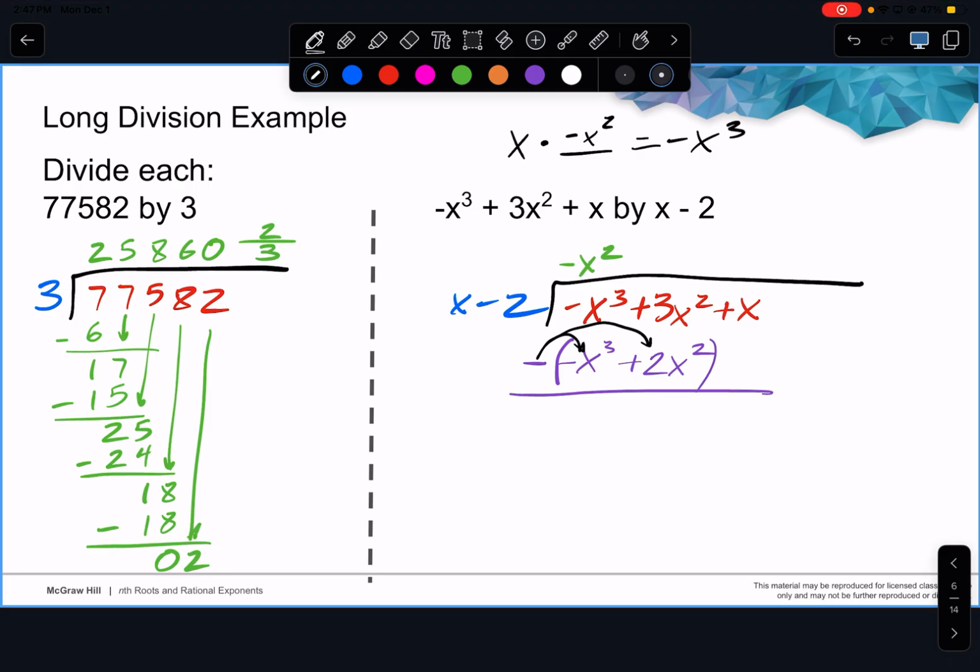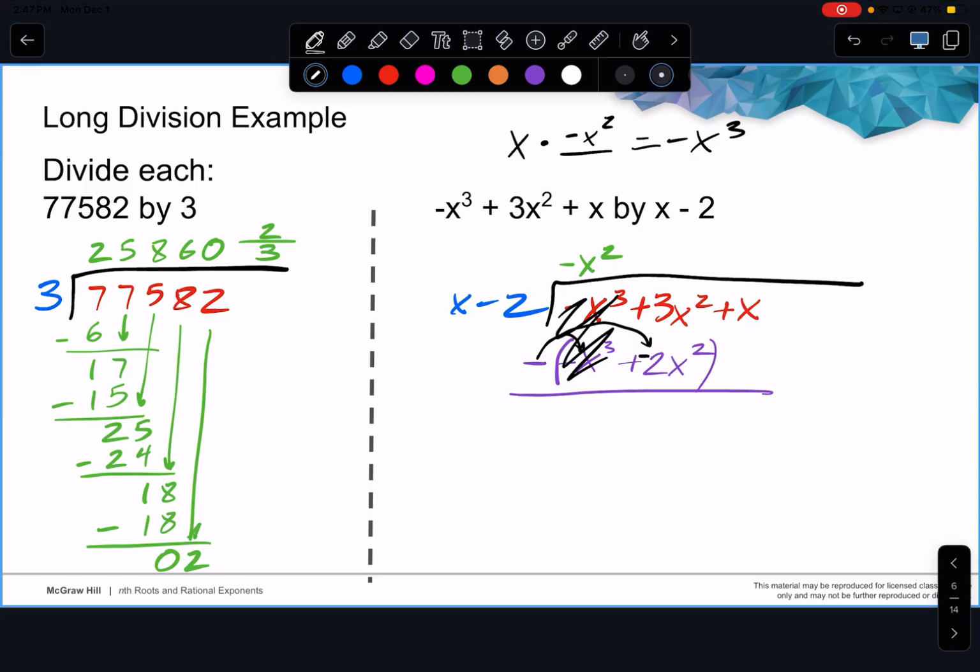This is where it's really easy to make a mistake and forget about that. But we can't, because what's going to happen is this negative times a negative x cubed is going to turn this into a positive. This is going to be a positive x cubed and a negative x cubed. So we're looking in this column right here. What's going to happen with those two? They're going to cancel out because the negative times the negative gives me a positive, so they're gone. The 2x squared is going to turn into a negative 2x squared.